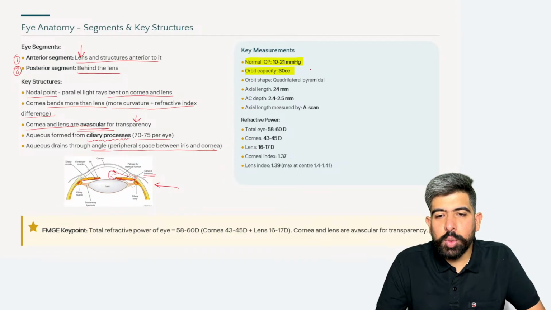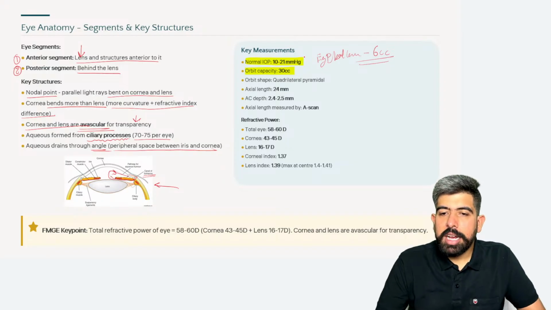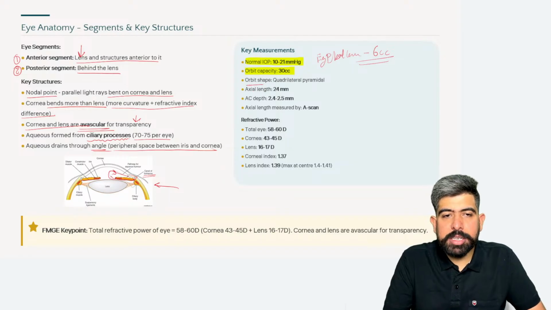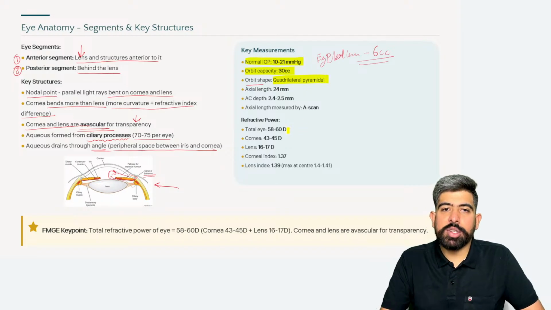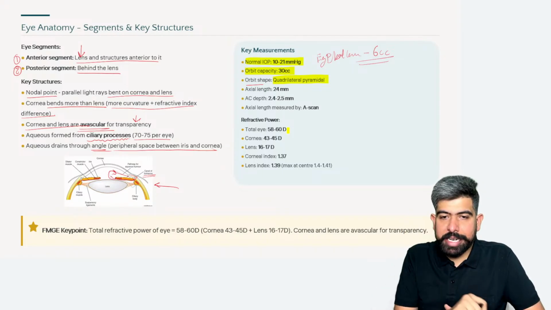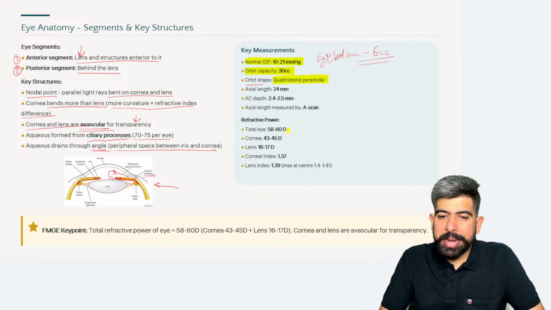But nowadays they can ask you what the eyeball capacity is. Please remember, eyeball capacity is 6 cc. Next, what is the orbit shape? Please remember, the shape of the orbit is quadrilateral pyramidal. As it is a pyramid, you must have seen it in anatomy when you saw the skull and the orbit cavity. So the orbit cavity shape is quadrilateral pyramidal.